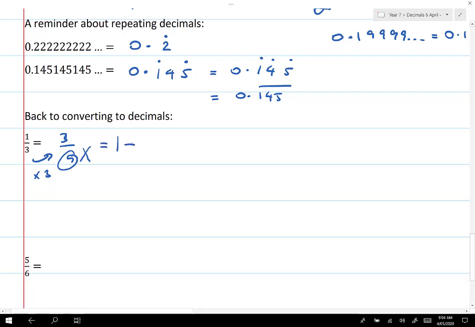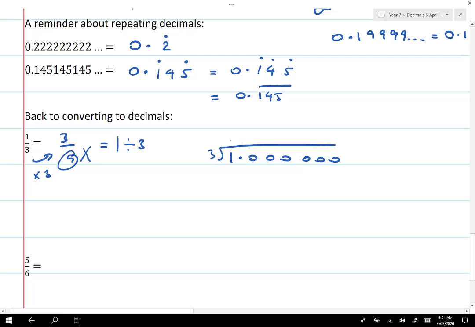So 1 over 3 is the same as writing 1 divided by 3. So you just do 1 divided by 3 like this. Notice I've left a lot of space there because what I'm going to do is I'm going to add some decimal points basically until it's finished. And you'll see what I mean in a second.